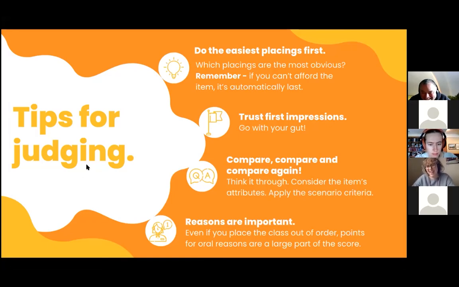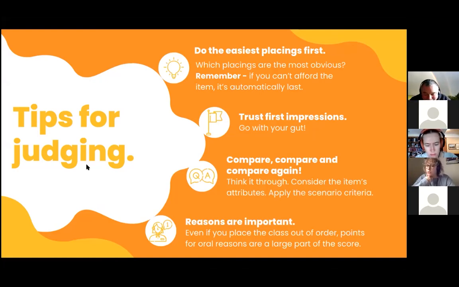Exactly. So just before I hand things over to Clancy again, a few final tips for judging. Like in the pencil class, we talked about first and last place being very obvious. They were easy, so do those easiest placings first. If they're obvious, go for it. That's part of your decision making, using your brain and saying, okay, that one does fit all the criteria. That's an obvious first place. Or that one, remember, if you can't afford it, it goes last. So if you're thinking, I can't actually afford that one with the budget I've been given, automatically last. Easy decision.